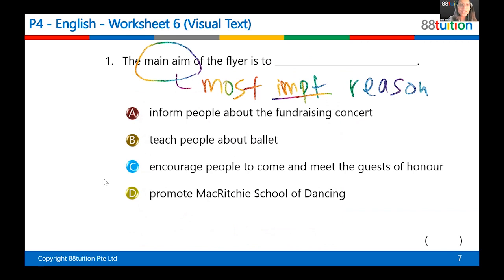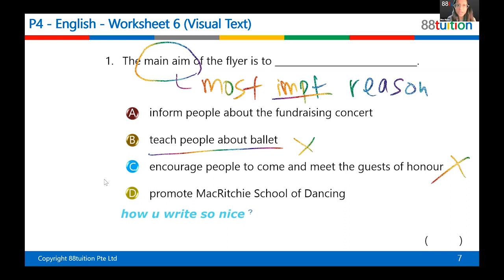So they're asking you which one is true. Is A true, B true, C true, or D true? So you always check and eliminate the ones that are wrong by putting a cross first. Teach people about ballet. Is that true? Yes, I see you shaking your head. No. Encourage people to come and meet the guests of honor. Is that true? Is that why you have a flyer? No. Okay. Promote McRitchie School of Dancing.